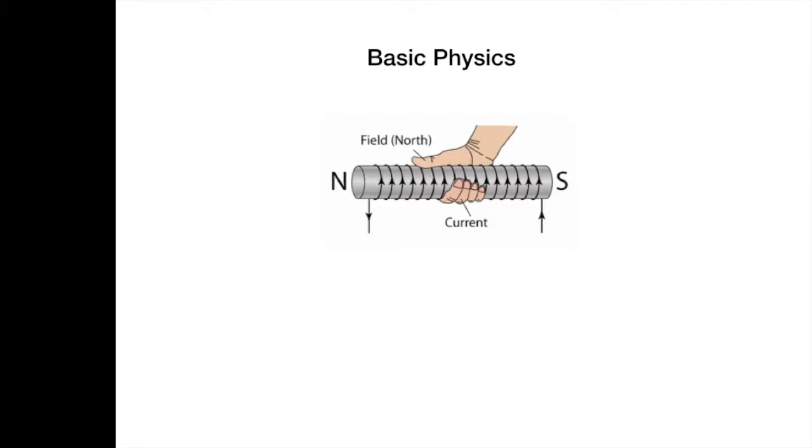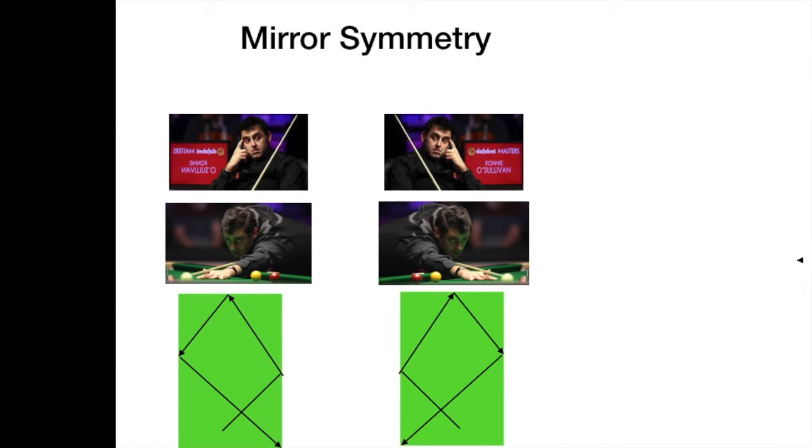If we reverse the current, I think we're all going to guess what is going to happen. The polarity of the magnet is going to be reversed. Well, that's about it. That's all the physics that I think we need to remember in order to carry on with this presentation. Okay, I'm now going to talk about Ronnie O'Sullivan, probably the greatest snooker player in the world.